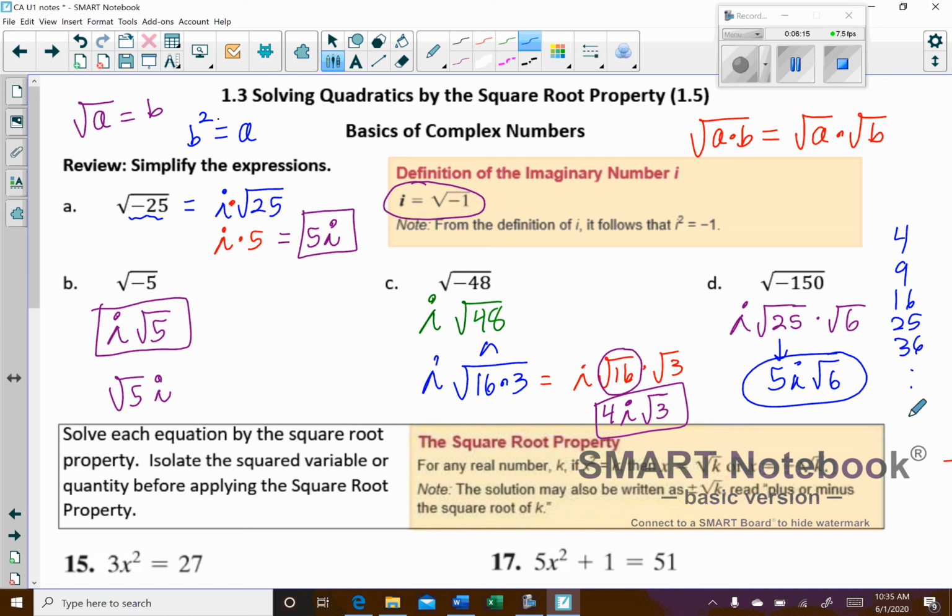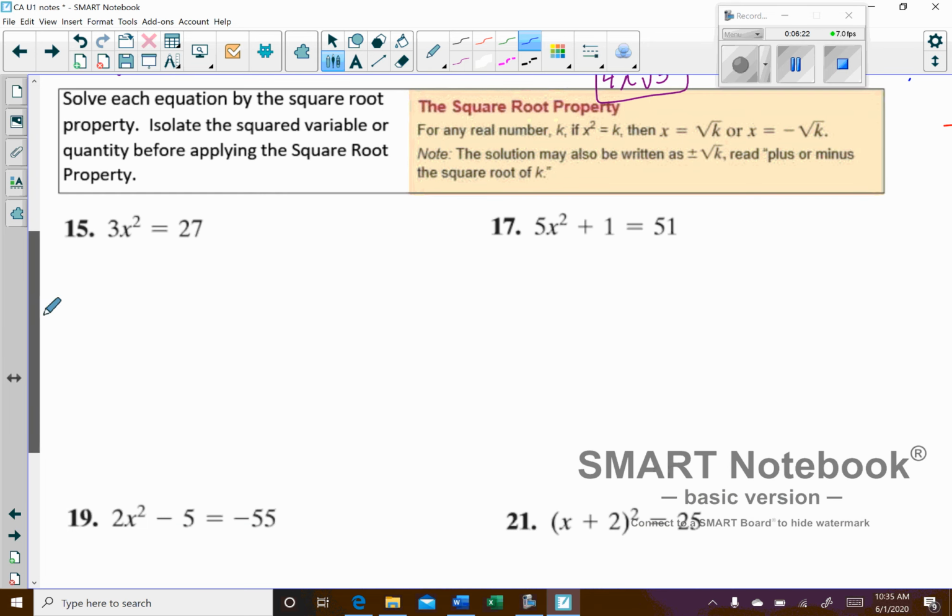Okay, so now we are ready to start solving. So this has all just been a review right here. Okay, so right here, solve each equation by the square root property, isolating the squared variable or quantity before applying the square root property. Okay, so what's the square root property? If you have x squared equal to some value, we'll call it k, then to nullify the square power, you're basically going to square root both sides.